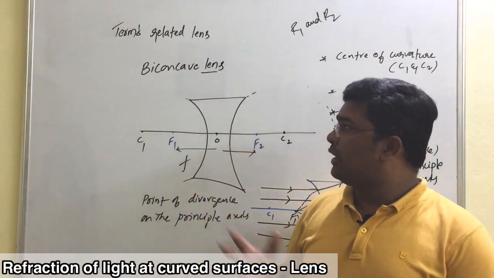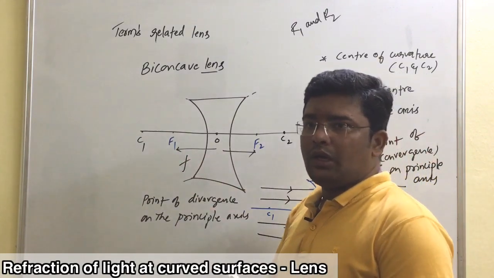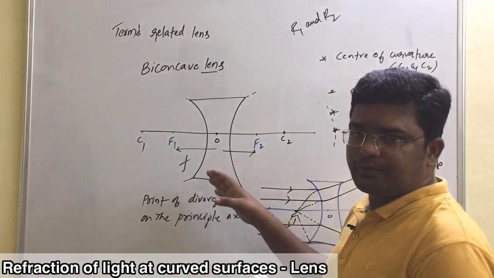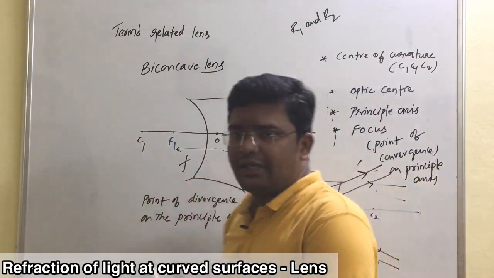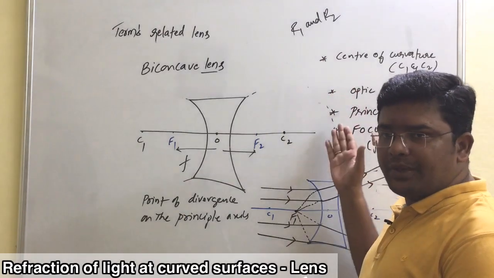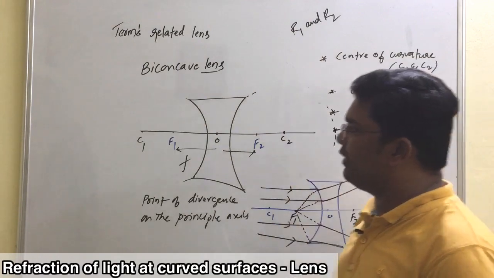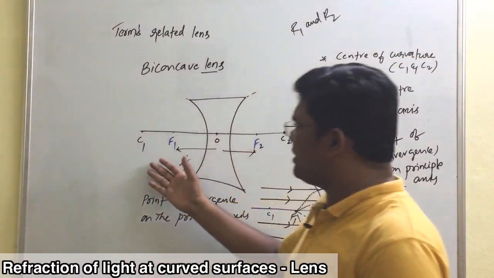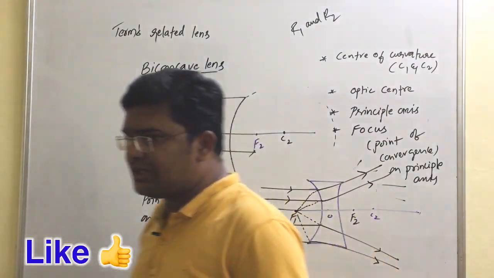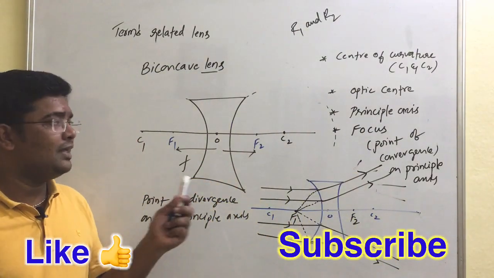Okay, clear है? तो यहाँ पे center of curvature क्या है? The center of the sphere of which the refracting surface is a part. So these are the terms. What are those terms? Center of curvature, optic center, principal axis, focus, focal length, and radius of curvature. Same case, radius of curvature is the distance between center of curvature and the optic center. Clear, students? So these are the terms that are related to lenses.